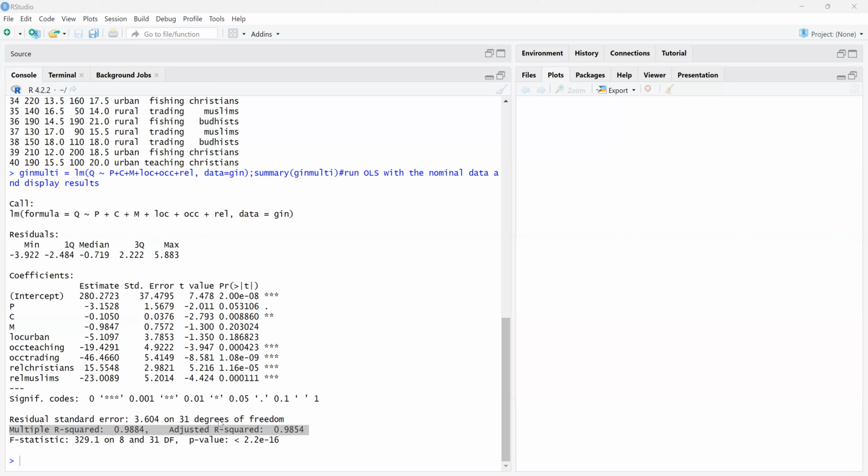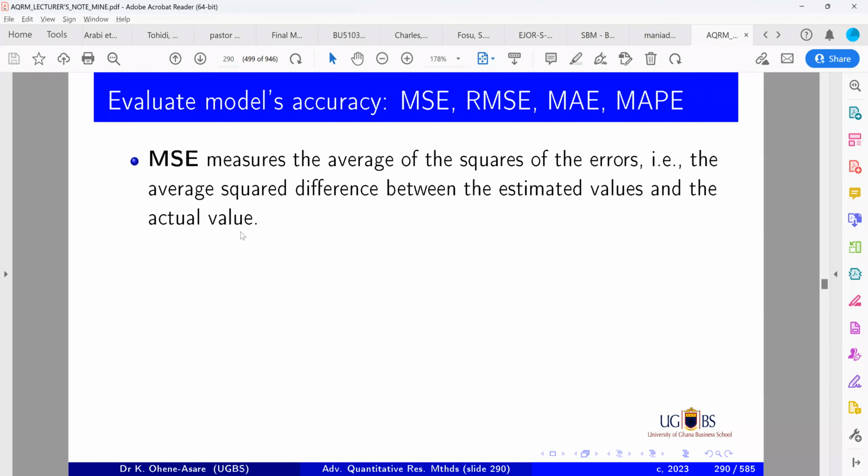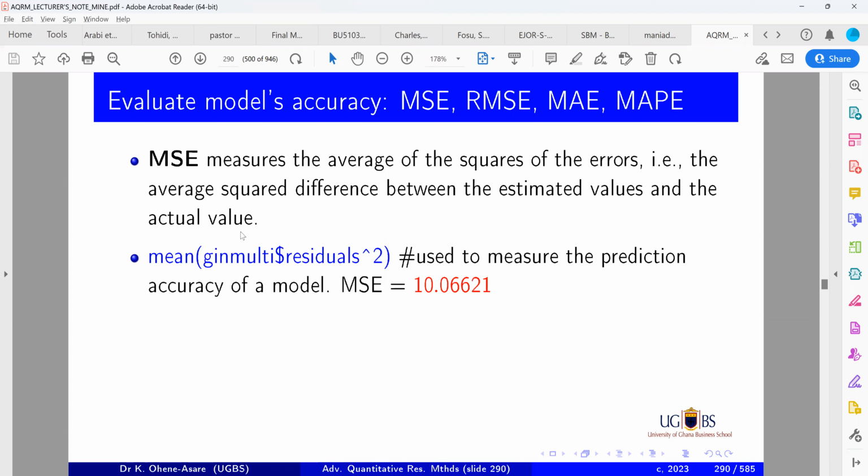The R square is not the only measure of the fitness of the regression model. Let me just take you back. To determine the fitness of the regression model, you can also use other measures like the MSE, the mean squared error, which is the average of the squared errors. The average squared difference between the estimated values and the actual values. That is the mean squared error. We can use that. We can calculate the mean squared error for our model.